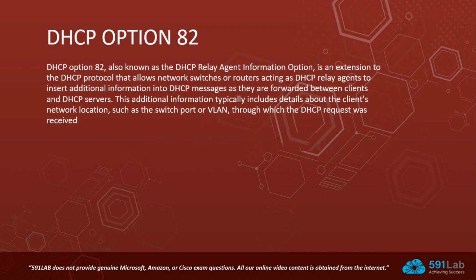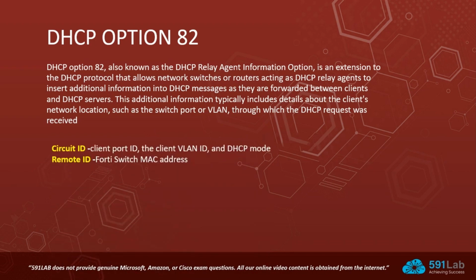First one, circuit ID. Second, remote ID. Circuit ID contains the client port ID, the client VLAN ID, and DHCP mode. When DHCP snooping is enabled, the mode becomes DHCP-S. When DHCP relay is enabled, this becomes DHCP-R.